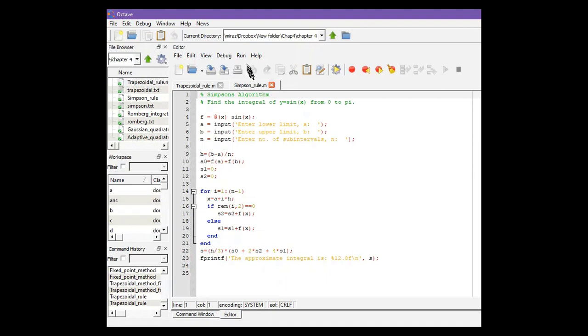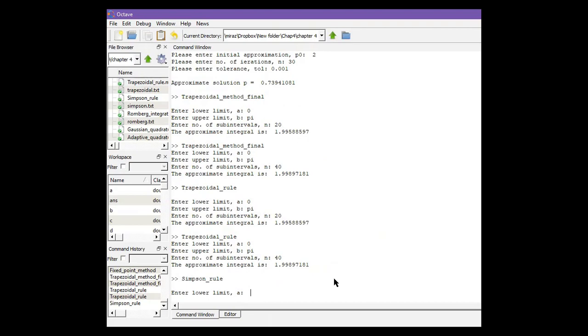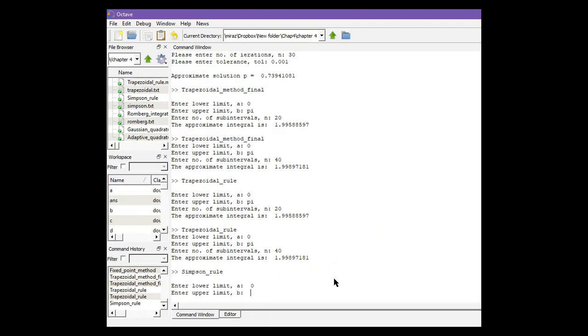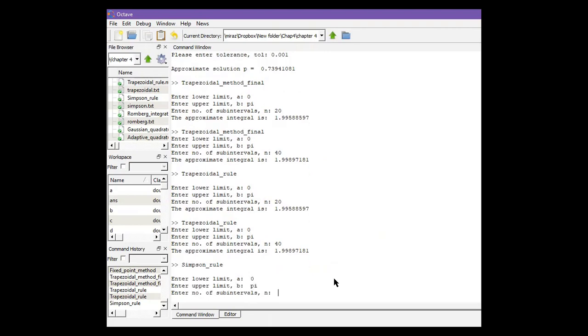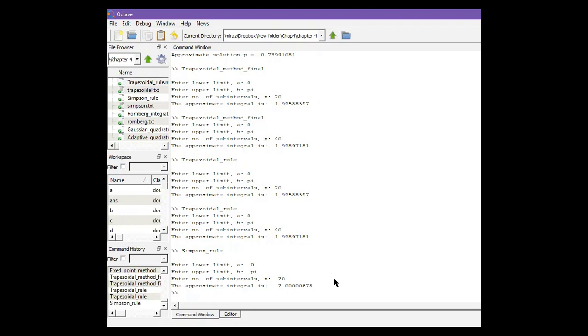Let's run the code. So click on run, and now go to the command window. So lower limit is 0, upper limit is pi, and let's say the number of subintervals is 20. So the approximate integral is around 2.